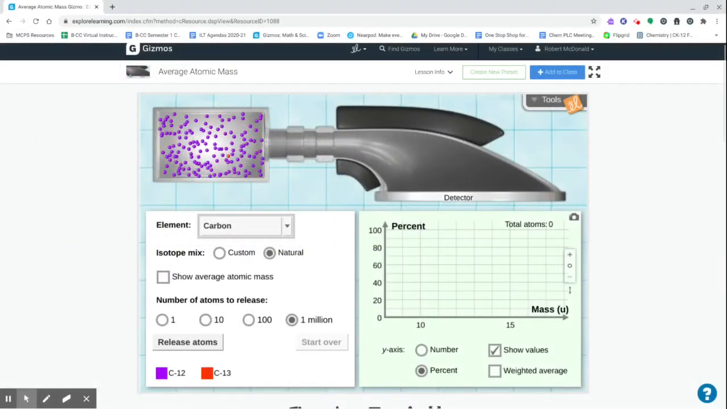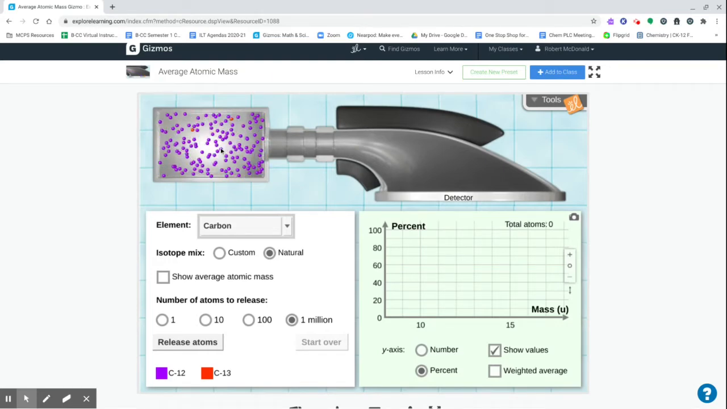This is a computer simulation that lets us analyze samples of atoms found in nature. In this chamber here, we have 1 million atoms of carbon that were found naturally in nature, and they've been put into a mass spectrometer. A mass spectrometer is a device that lets us measure how many of different isotopes are found in a sample. These atoms have been atomized and ionized. So atomized means they've been turned into individual atoms that are bouncing around here, and they've been ionized, meaning electrons have been knocked off and they're now positively charged.